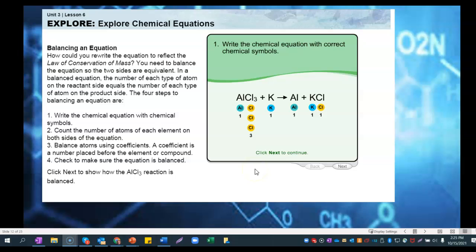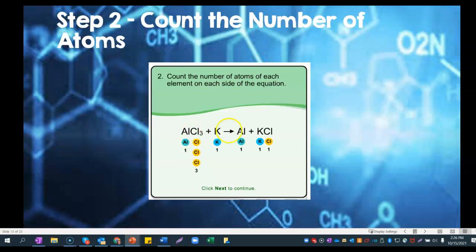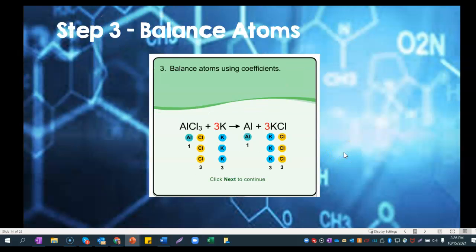Step 3 says balance atoms using the coefficients. So that's where you have to put a big number in front of the molecule or the element compound. So from there, we'll make sure the equation is balanced. So if we look at that, we can see that chlorine, again, is not balanced. So we want to add a 3 in front.